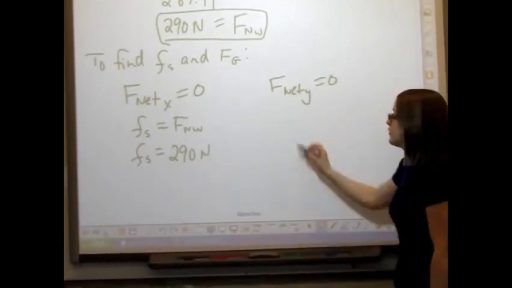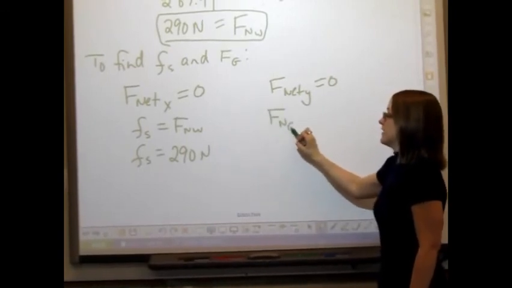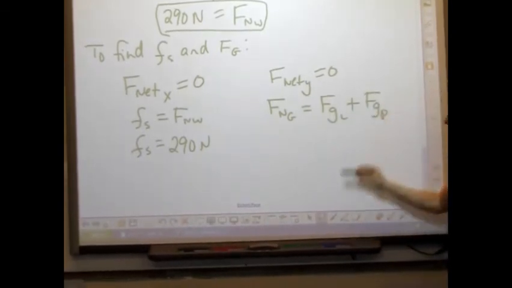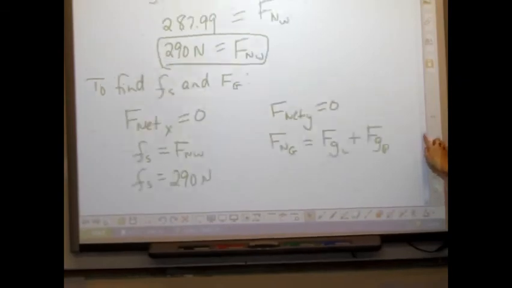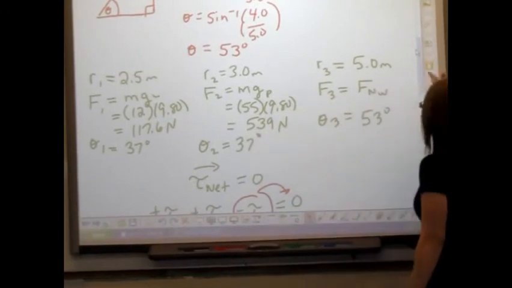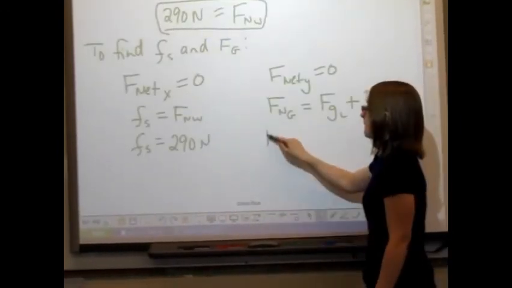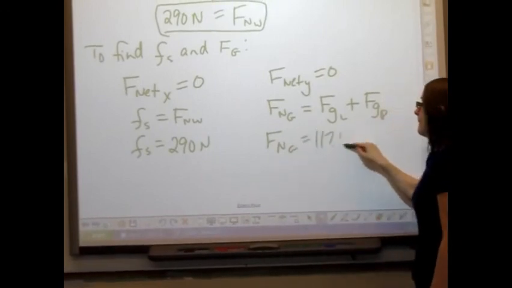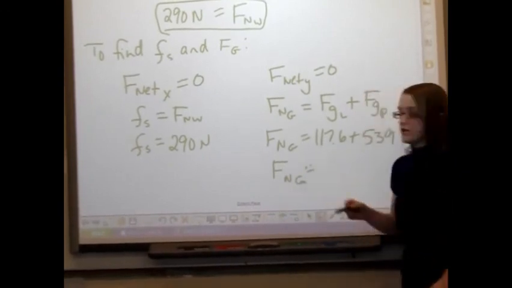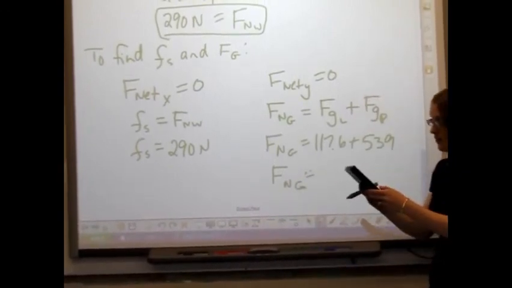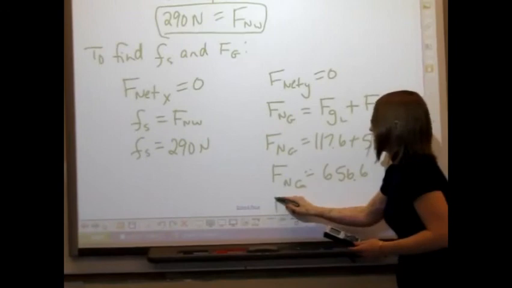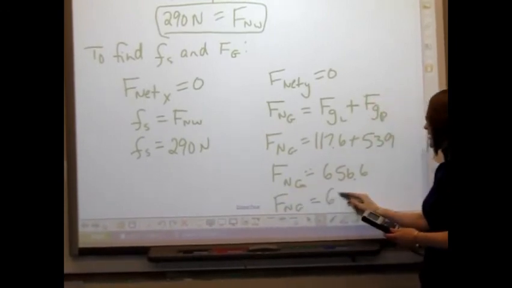Now, F net in the y, there are 3 forces. There's one up, force normal at the ground, and then you have force of gravity of the ladder and force of gravity of the person. Save yourself the time though, because we have already calculated these 2 to get your torque. Force gravity of the ladder is 117.6. Force gravity of the person is 539. So with 2 significant digits, we got 117.6 and 539. It's 656.6, and you need 2 significant digits. Force normal of the ground is 660.